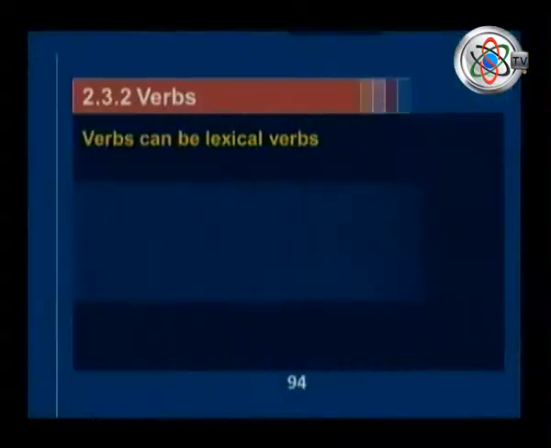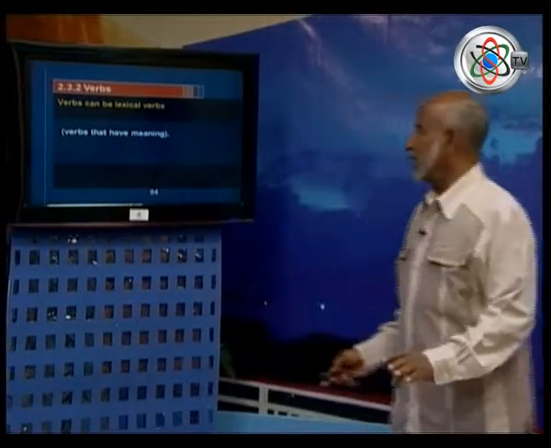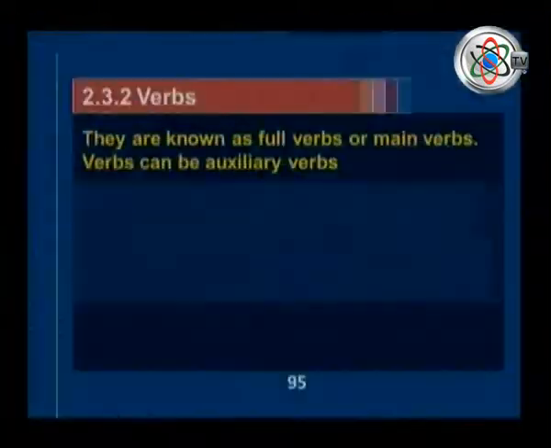For example, I am a lecturer. I am a demonstrator. This is an auxiliary verb. Let us have a look at verbs that can be lexical verbs. Lexical verbs are verbs that have meaning. Lexical means meaning. For example, these are main verbs, not auxiliary verbs.